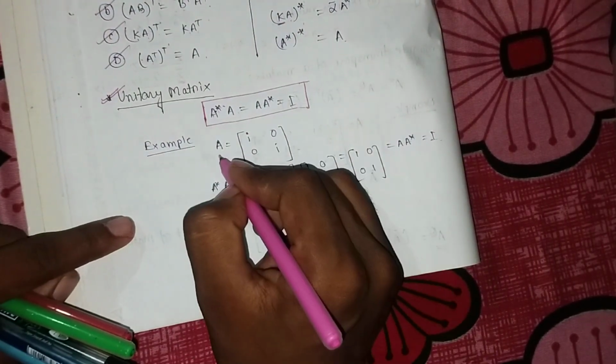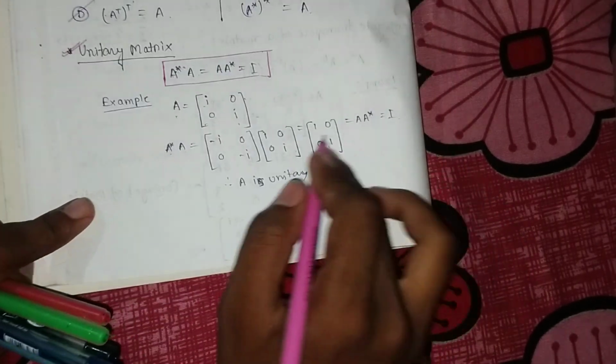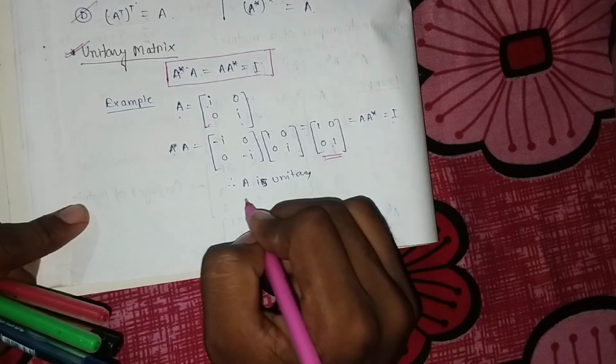For example, if A is equal to [1, 0; 0, iota], then A star A, after calculation you can see it is [1, 0; 0, iota], which is I, so it is a unitary matrix.